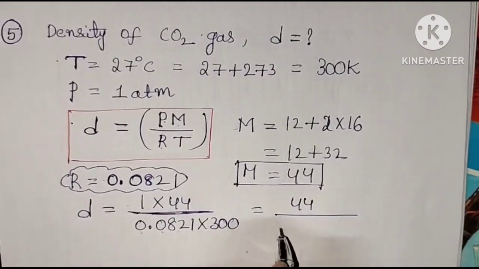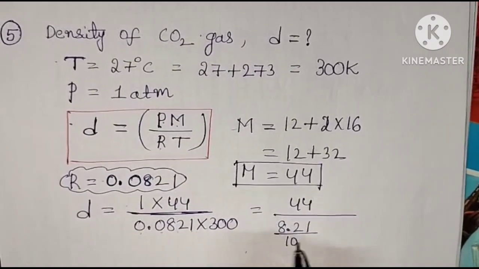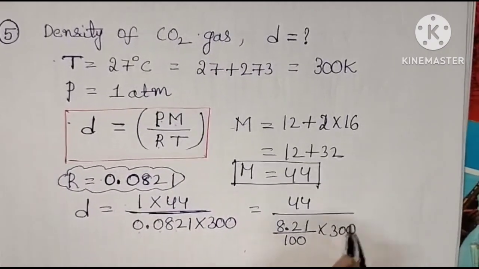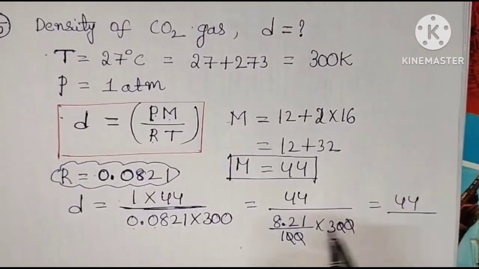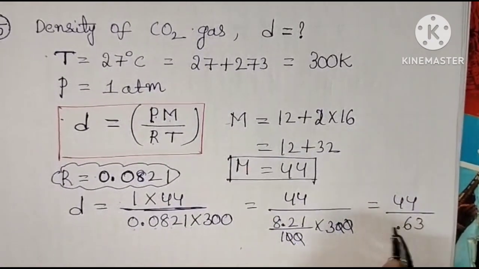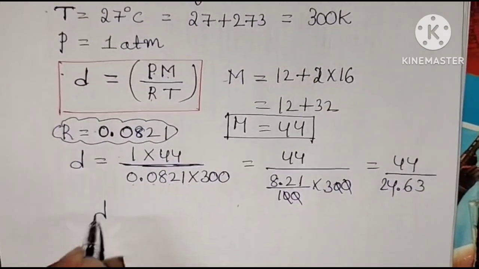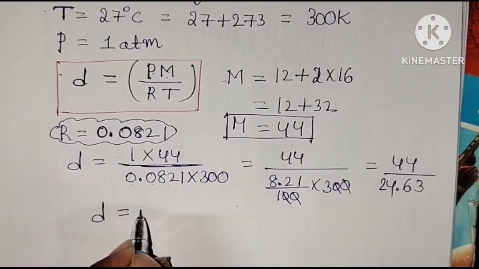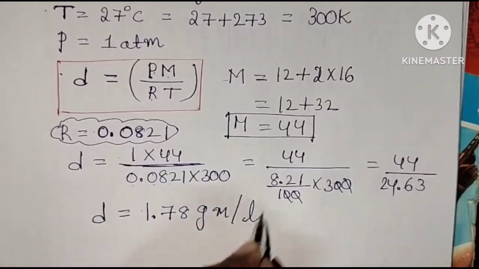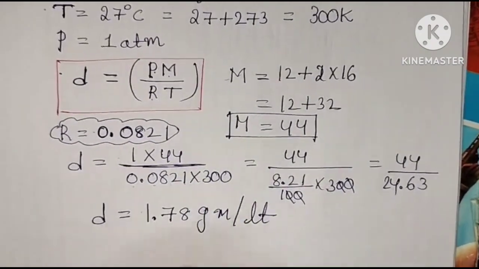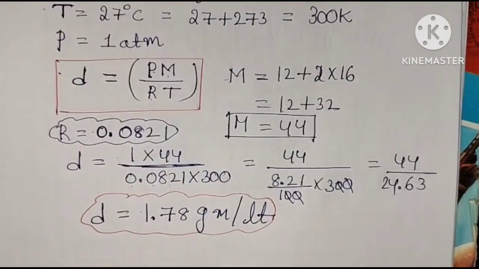0.0821 can be written as 8.21 by 100 into 300. The zeros get cancelled. 44 by 3: 3 ones are 3, 3 twos are 6, and 3 eights are 24. So 44 by 24.63. If you calculate, you will get 1.78 gram per liter. This is the density of the given CO2 gas at 27 degrees centigrade and 1 atmospheric pressure.